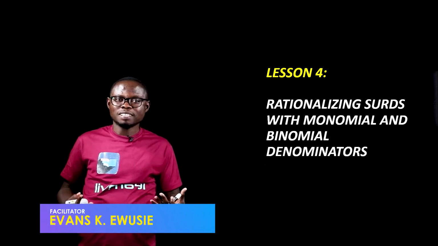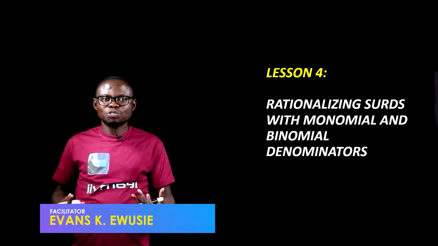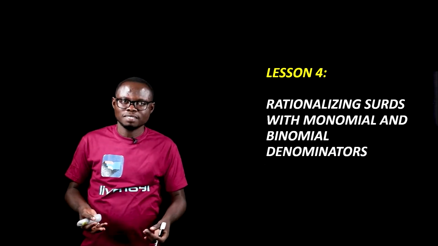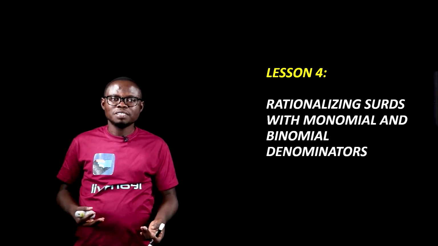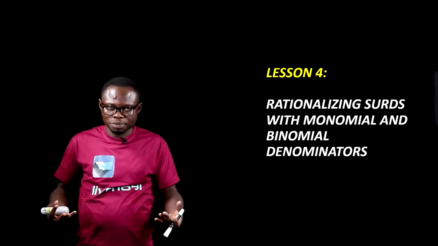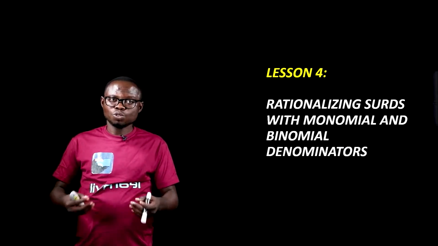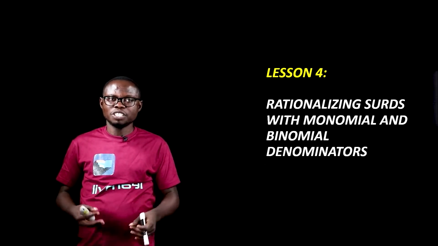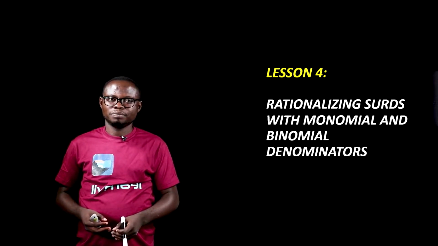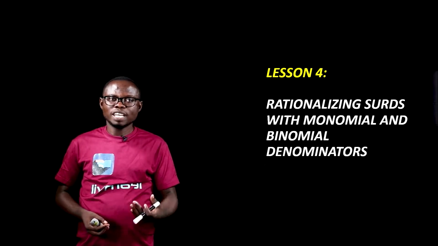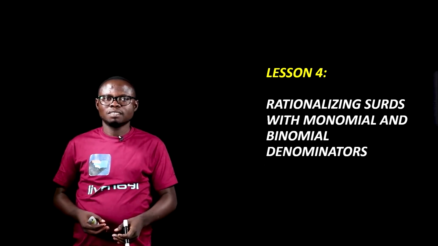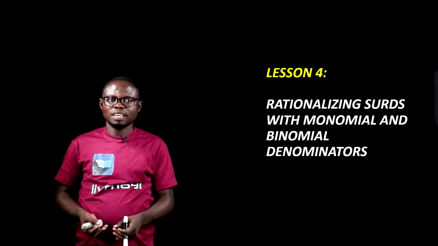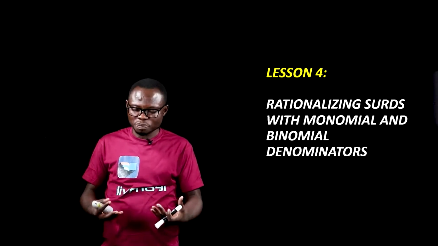In our previous lesson, we learned to multiply surds that contained binomial terms. We also applied the basic rule of multiplication of surds. In this lesson, we want to learn to rationalize surds with monomial and binomial denominators.